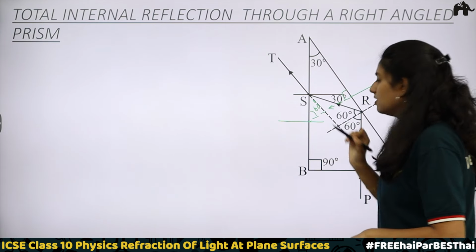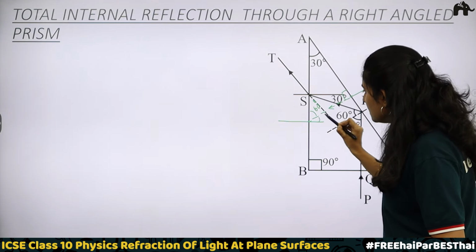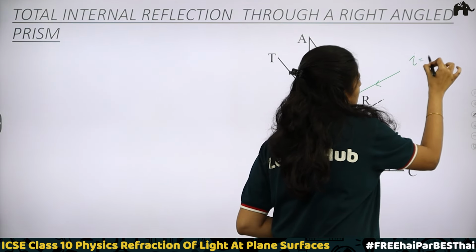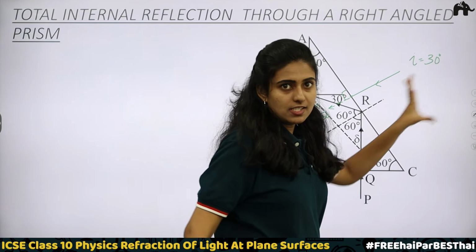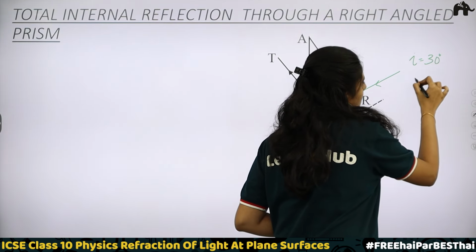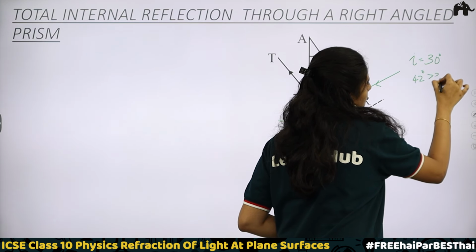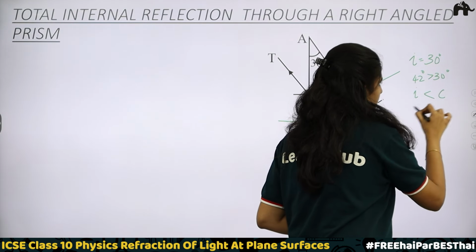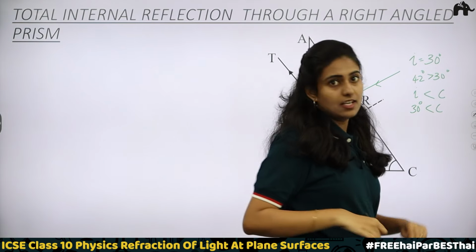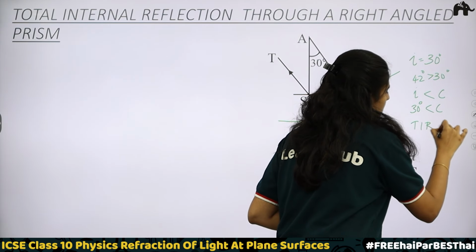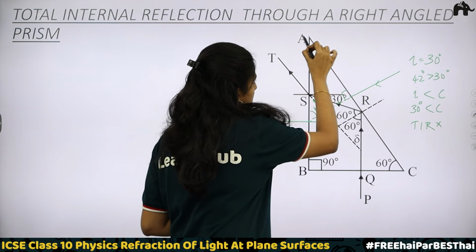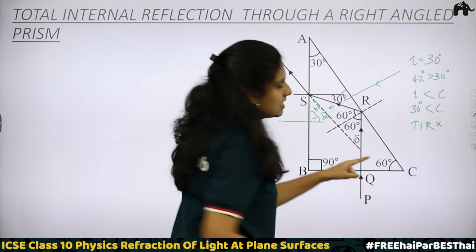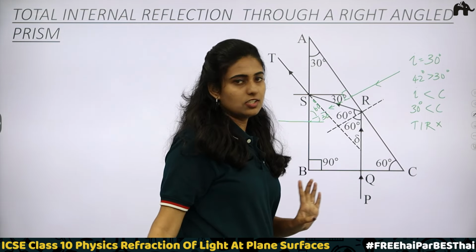We have drawn a normal. If this part is 60 degree, this portion will be 30 degree. Again, we are getting the angle of incidence equal to 30 degree. We know that 42 degree is greater than 30 degree, which means the angle of incidence is less than the critical angle. 30 degree is less than critical angle. Therefore, here also total internal reflection will not take place. When you consider the face AC such that one angle is 30 degree and the other angle is 60 degree, in that case also total internal reflection is not taking place.